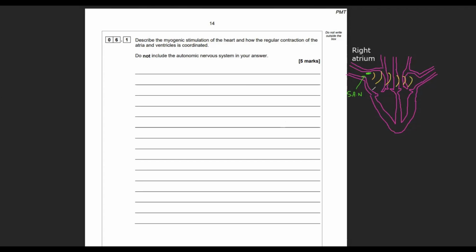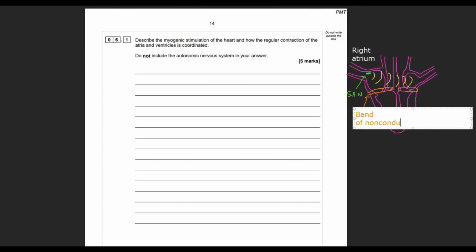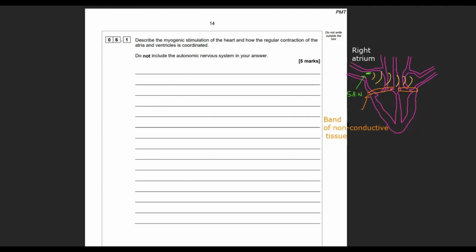Now, this electrical impulse or wave of depolarization, why doesn't it cause the ventricles to contract? Surely it can go downwards. Well, we have a band of what we call non-conducting tissue that is almost all the way across the bottom of the atria, blocking the electrical impulse from being conducted down into the ventricle muscular walls. So we're just going to get the atria to contract, and this is going to provide us with a little delay between the contraction of the atria and the contraction of the ventricles.